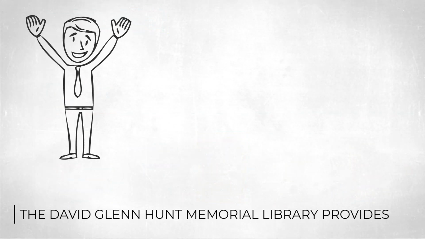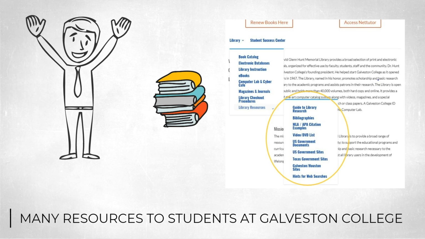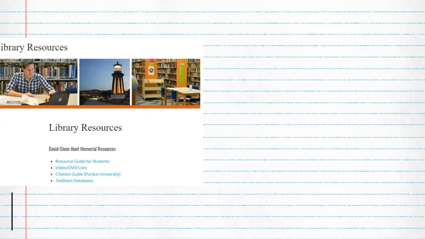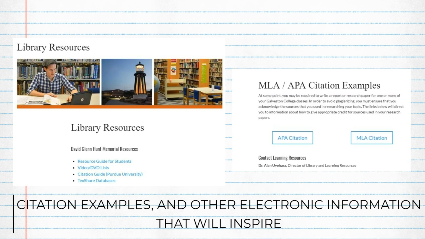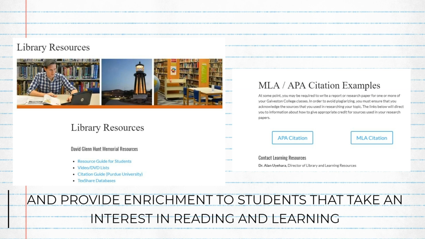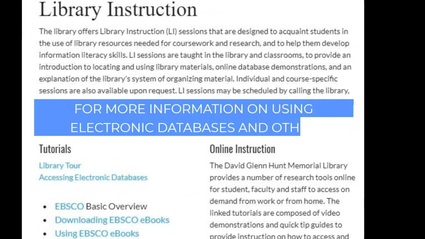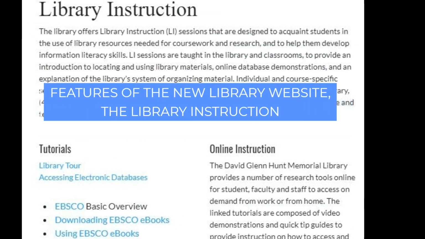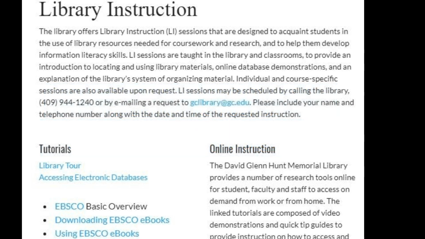The David Glen Hunt Memorial Library provides many resources to students at Galveston College. The Library Resources section holds links to guides, MLA and APA citation examples, and other electronic information that will inspire and provide enrichment to students that take an interest in reading and learning. For more information on using electronic databases and other features of the new library website, the Library Instruction section provides helpful guides and videos for doing your research.